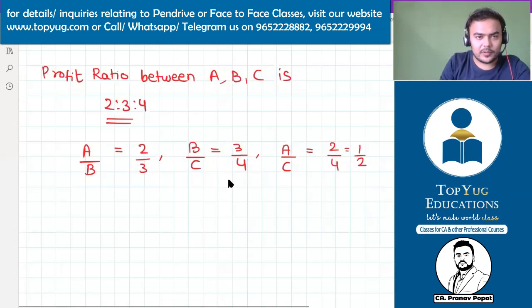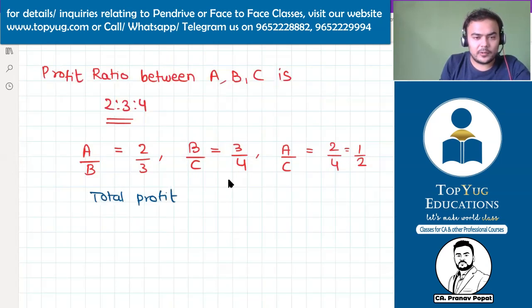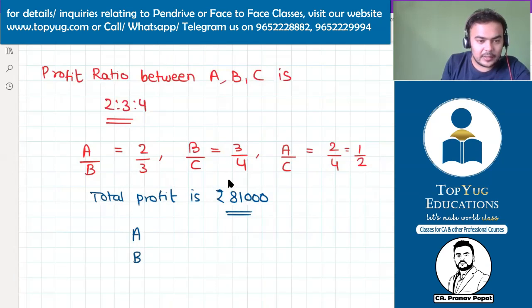Now, if the total profit is rupees 81,000, how can you distribute it between A, B, and C? Tell me, guys, how can you distribute this between A, B, and C?